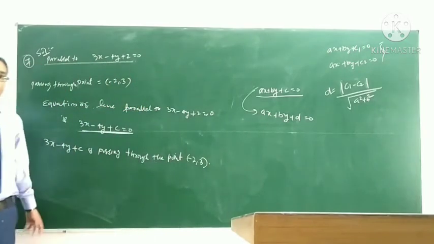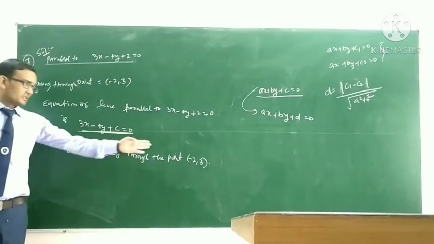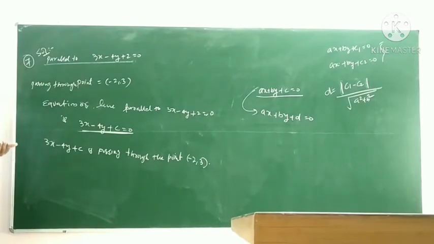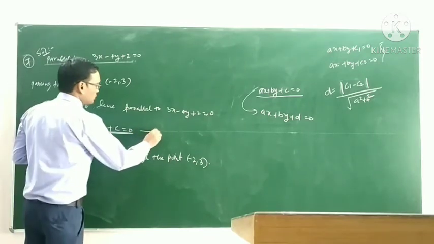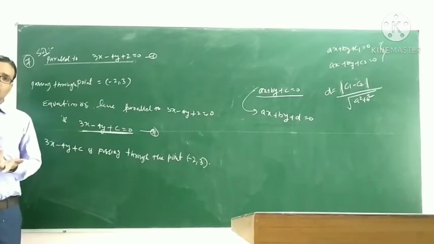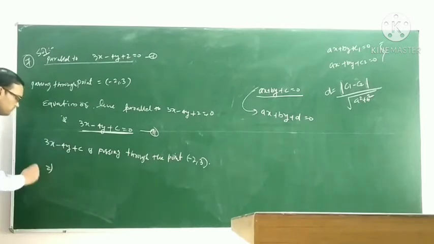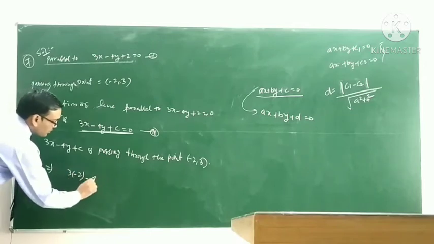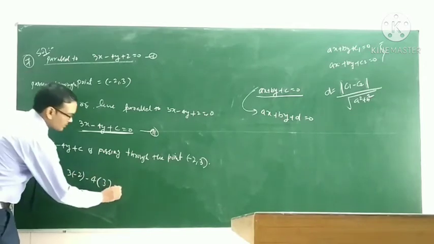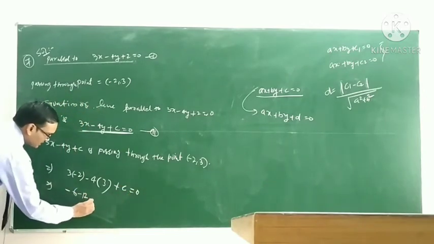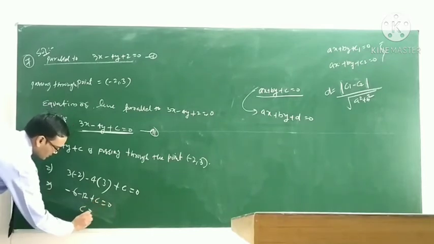Okay students, then this line satisfies this point and we find the value of c, and after we find the value of c we substitute it in the equation, then find our required result. Okay students, this implies that 3 into minus 2, minus 4 into 3, plus c is equal to 0. This implies that minus 6 minus 12 plus c equal to 0, c equal to 18.